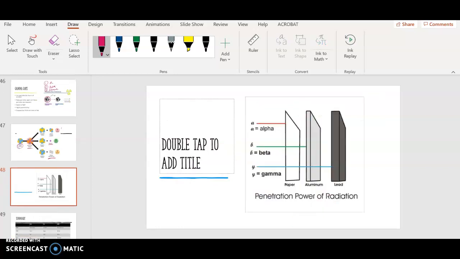This picture shows you what each radiation can go through. The alpha particle can't actually go through paper. The beta can go through paper, but it can be stopped by aluminium. And gamma can go through all three, but it's stopped by lead. So gamma is the most powerful.